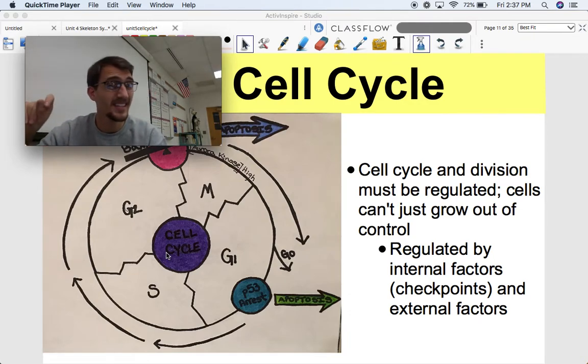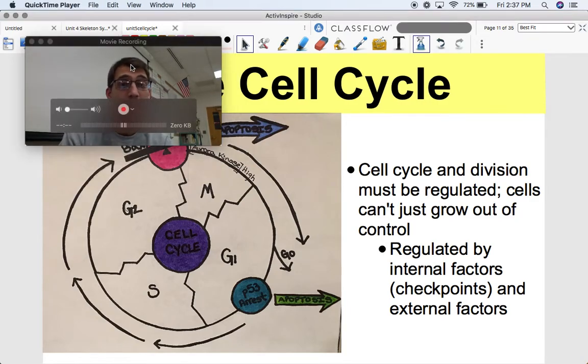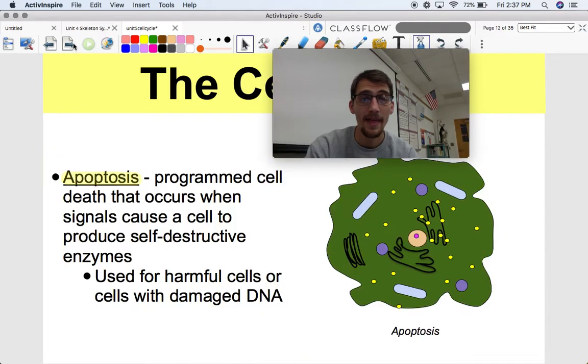Is the cell large enough? Is the DNA copied in the right way? These are checkpoints that the cell has to pass in order to be cleared to divide. And it needs to be regulated. It can't just keep dividing and dividing. These checkpoints are internal factors that make sure the cell divides properly, does not make any mistakes as it's dividing, and doesn't divide too much. And when cells divide too much, that's a problem.